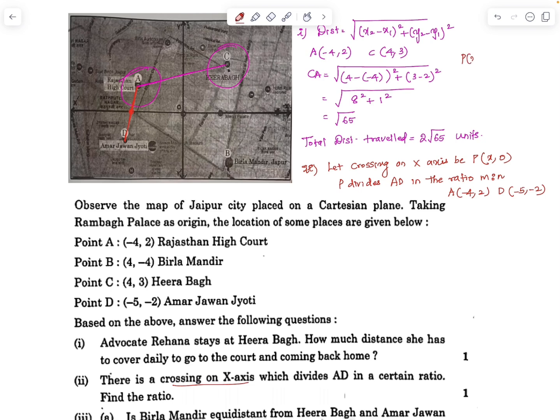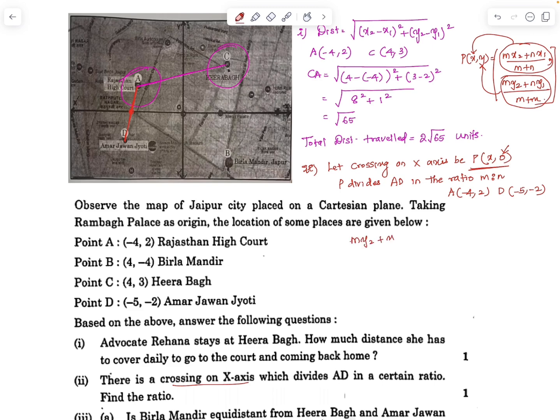The section formula is P of x, y equal to mx2 plus nx1 upon m plus n, comma my2 plus ny1 upon m plus n. The first one is the x coordinate of the point which divides, and the second one is the y coordinate of the point which divides. In this case, we know the y coordinate of the point which divides, that is 0.